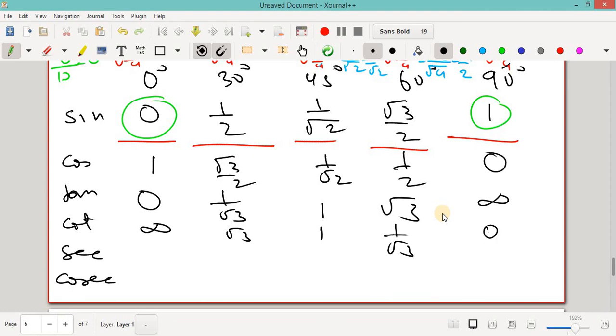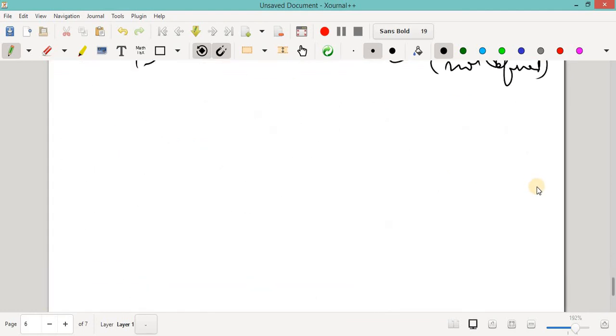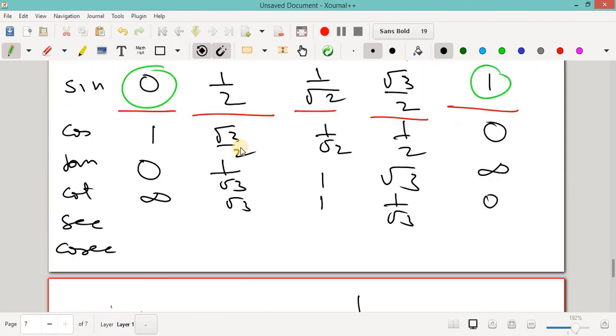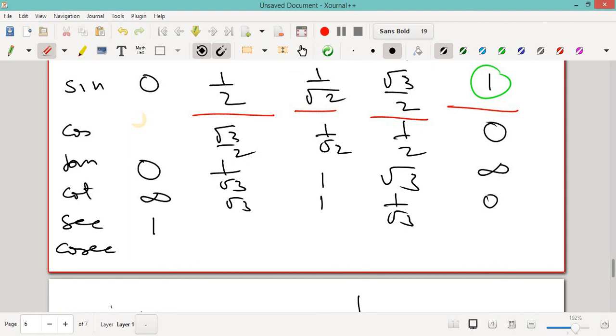Now what is sec theta? We know sec theta is 1 by cos theta. So what I'm going to do is write 1 by this cos theta, so just put 1 at the top like this. I'm doing rough work. So 1 by 1 is what? 1. So sec theta in this case will be 1. Is it clear? Done. Let me remove this part.